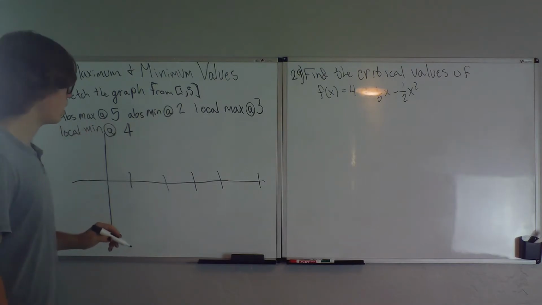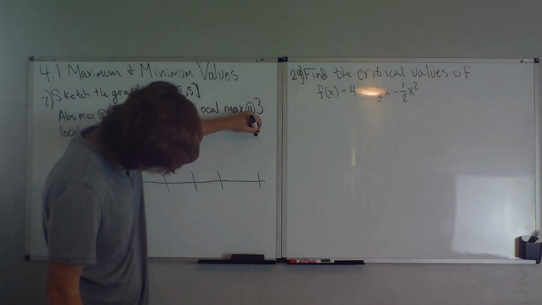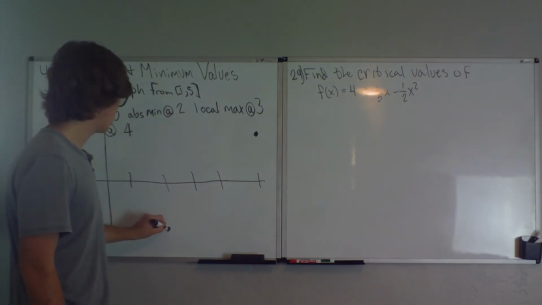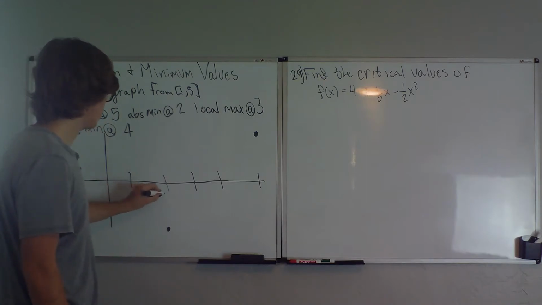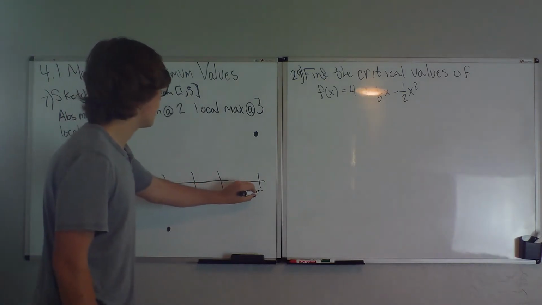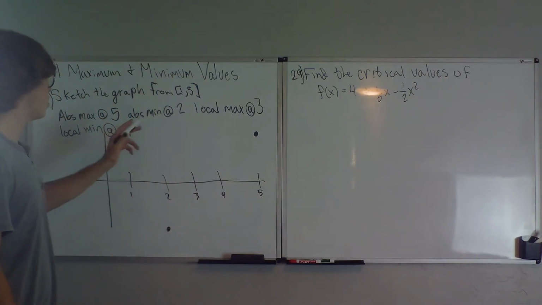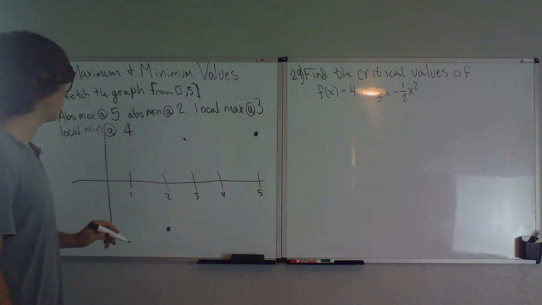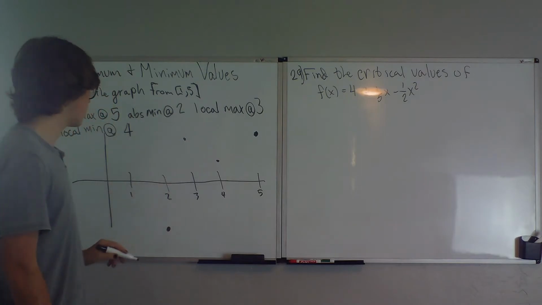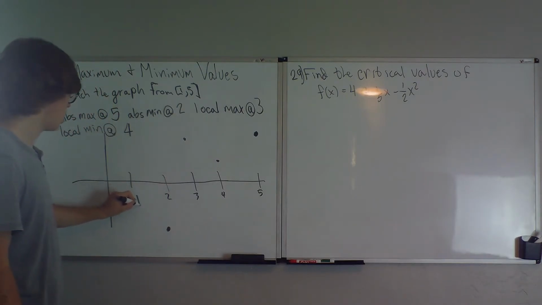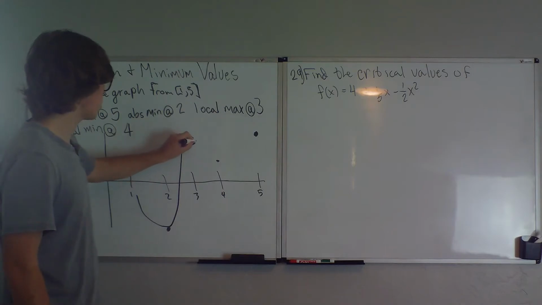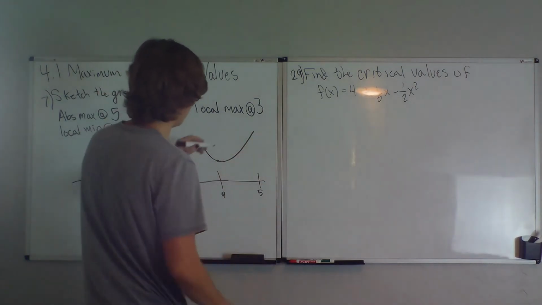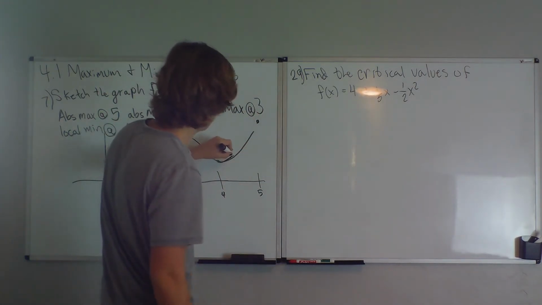All we need to know is that our absolute max is at 5, our absolute min is at 2, right? Because that's 1, 2, 3, 4, 5. And then it states a local max at 3, and then a local min at 4. So all it has to be is something that follows the curve. I'm just kind of placing these, right? I guess the one at 5 should be more up here, right?